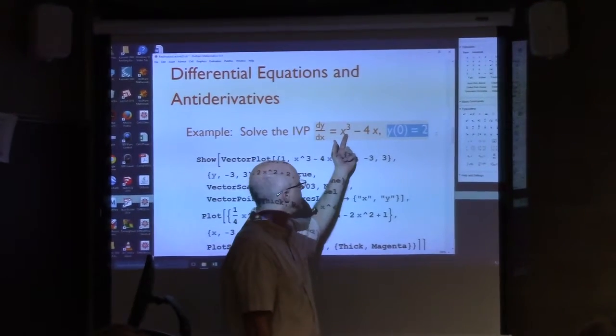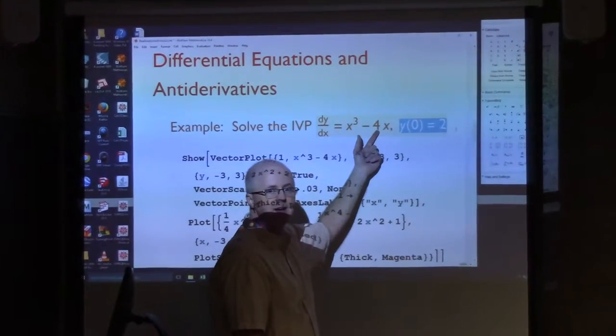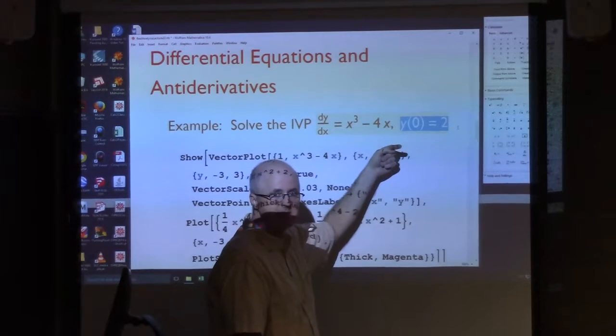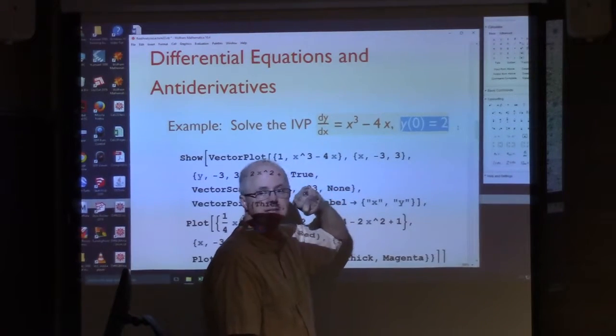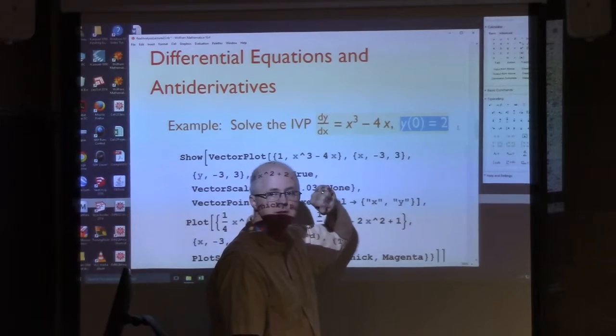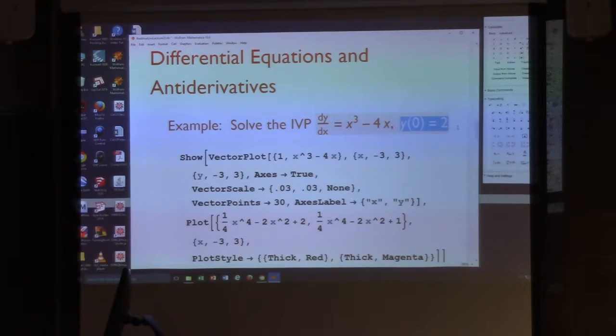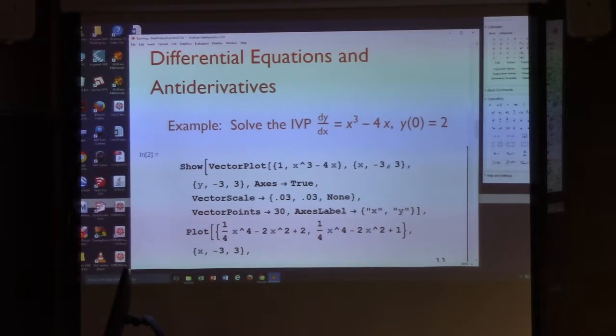x to the 4th over 4 minus, what would it be, 2x squared when you integrate that, plus c. Choose the c to be 2 in this case to make sure it goes through that point. No problem with finding the solution there. And here's the graphical interpretation of it.